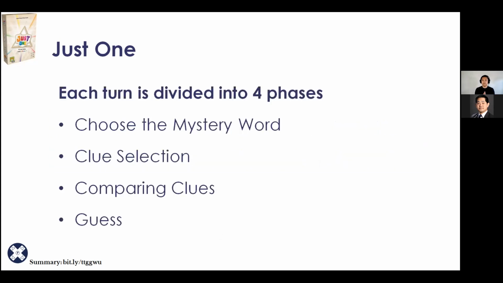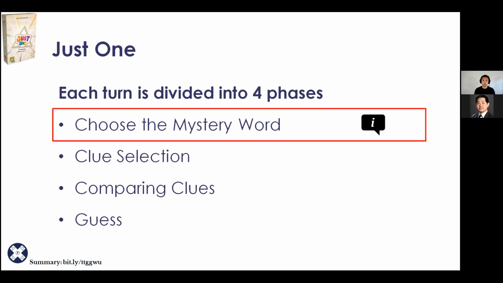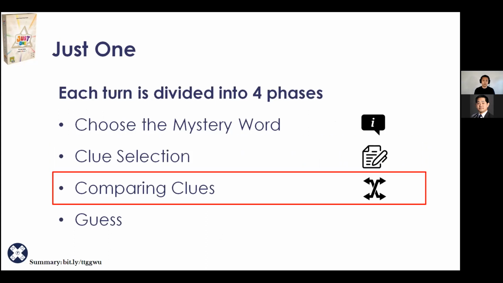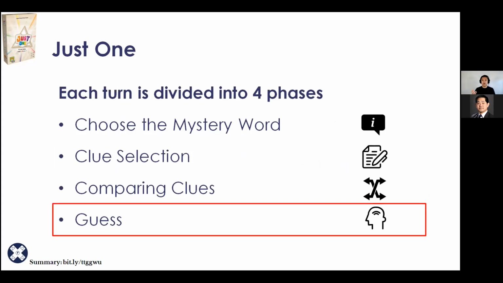So each turn is going to be divided into 4 phases, which we'll go through right now. So as the active player, we are going to choose that mystery word. Then all of the other players are going to actively select their clue. They're going to write their clue on their whiteboards. Then all of those players are going to compare those clues. Again, if I'm the active player, I will not be able to see these clues at all. And then afterwards, all of those players are going to share their clues with me.